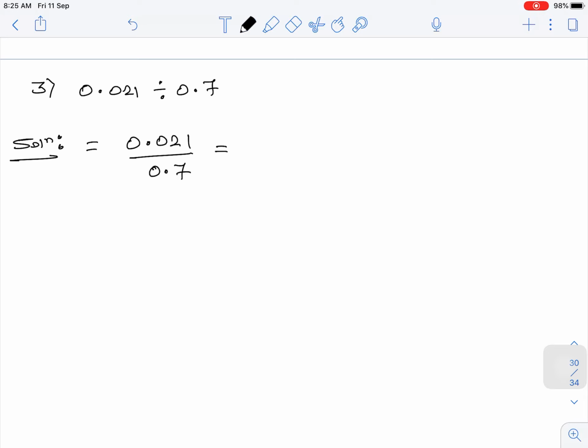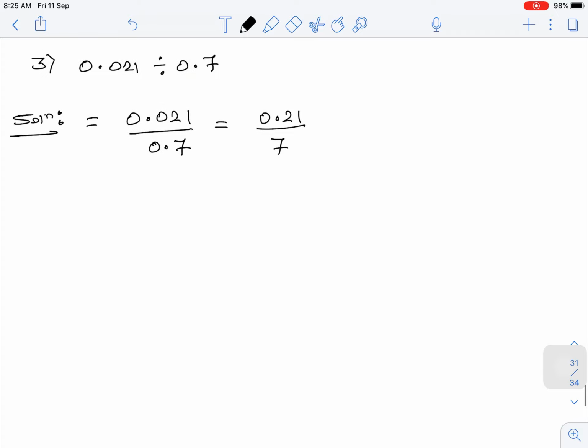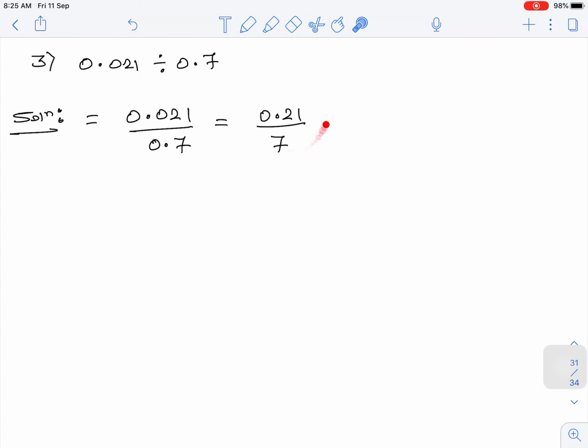Okay, so what will you get in the next step? First we'll move this one. Now here you will get only 0.21. Now we have to divide this 0.21 by 7. Why? Because our denominator is a whole number. So, 0.21 divided by 7. Now we have already learned this type of division.